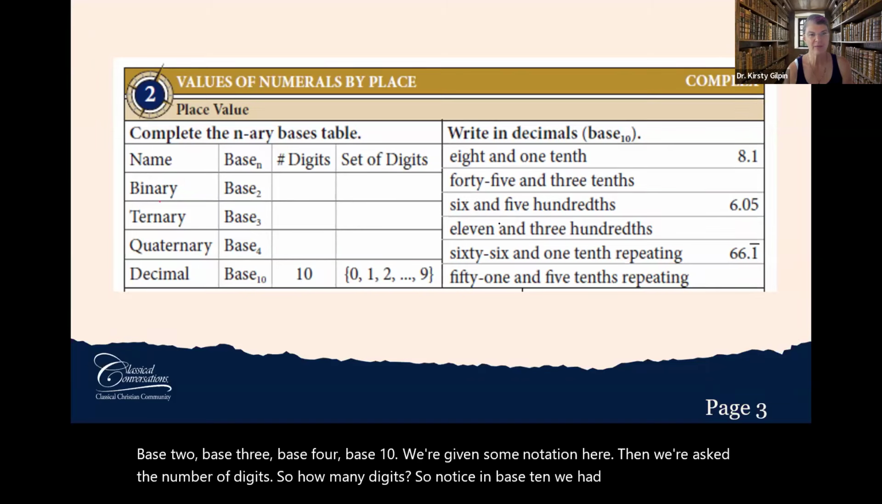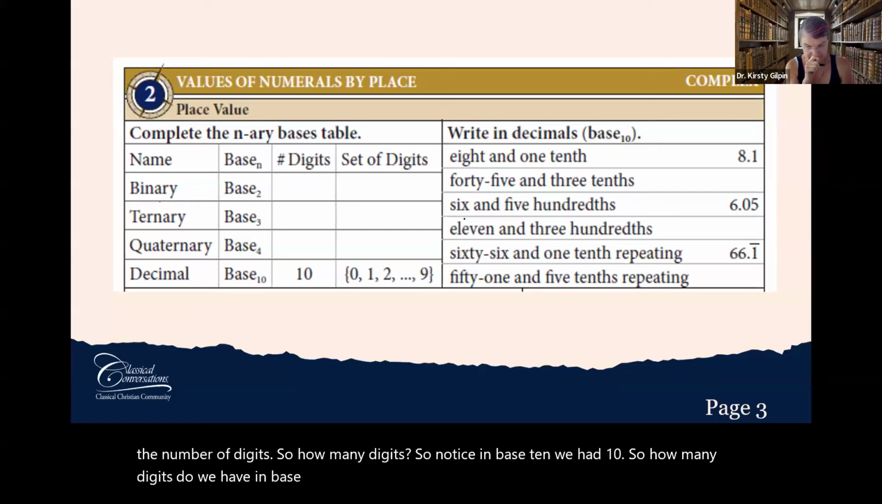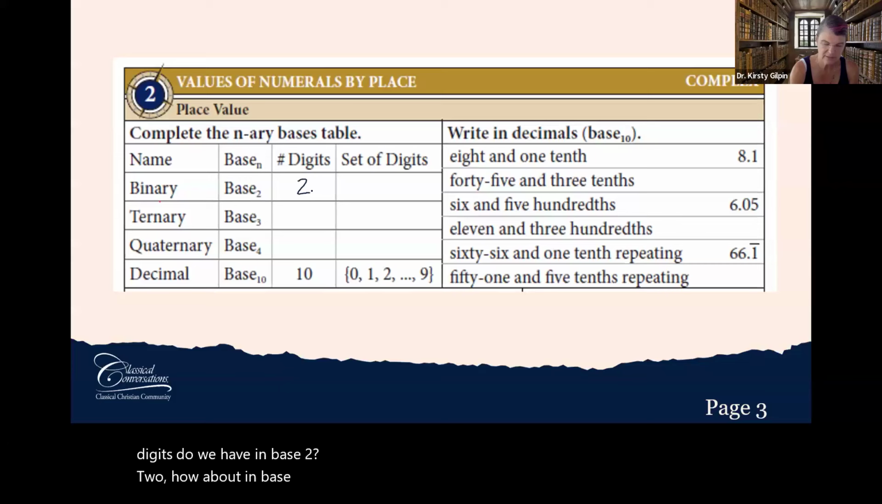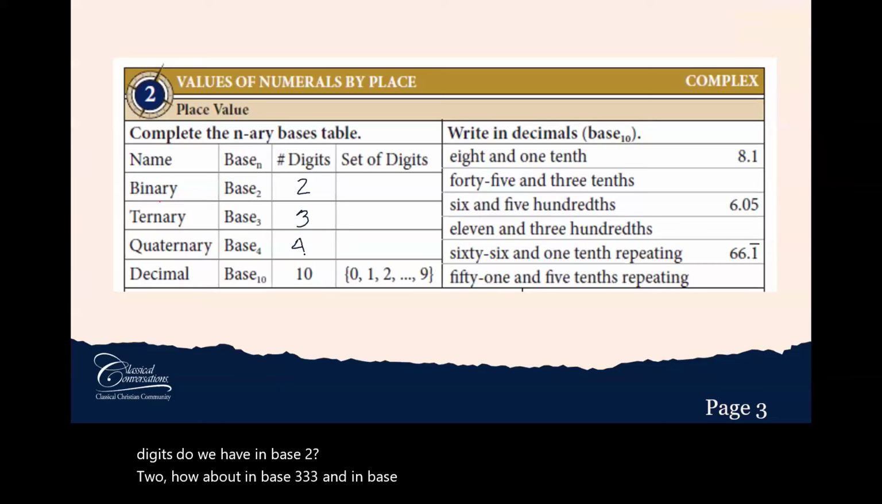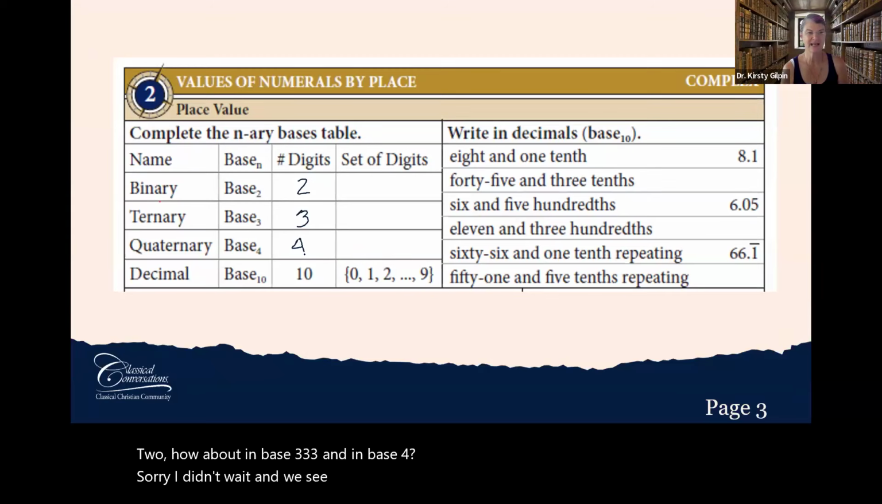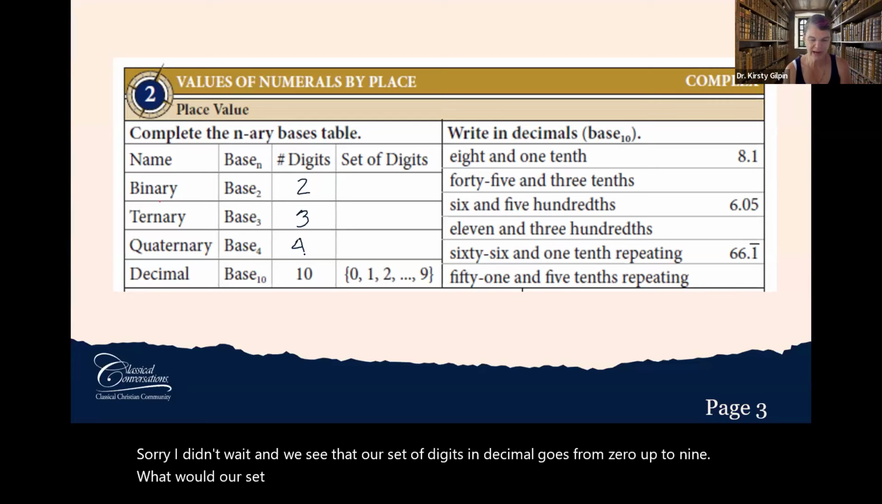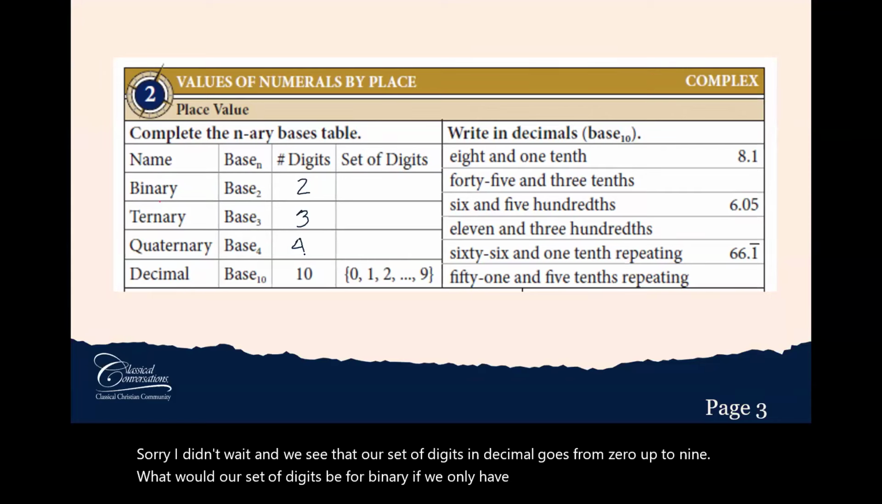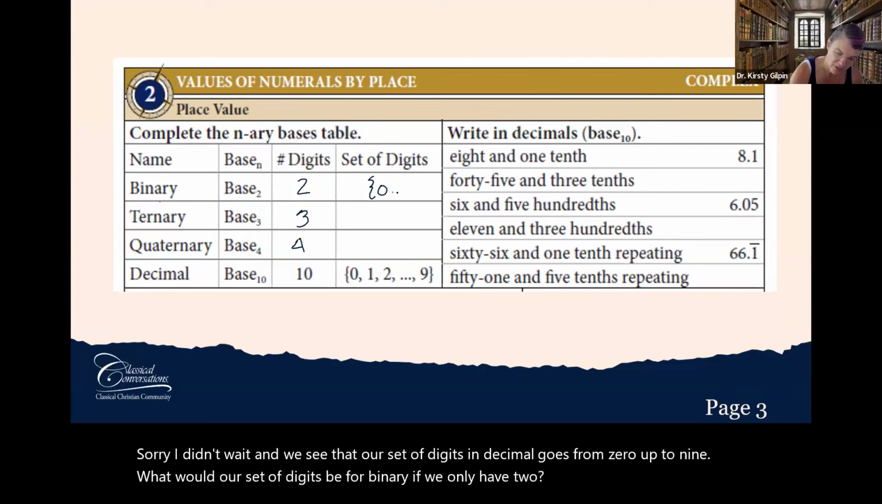So how many do we have in base 2? 2. How about in base 3? 3. And in base 4? 4. Sorry, I didn't wait. And we see that our set of digits in decimal goes from 0 up to 9. What would our set of digits be for binary if we only have 2? 0 and 1. 0 and 1, good.